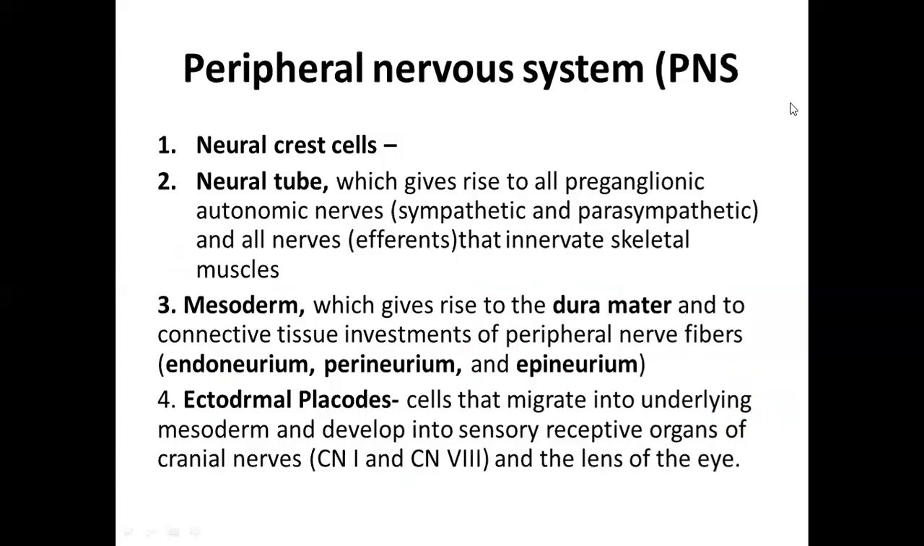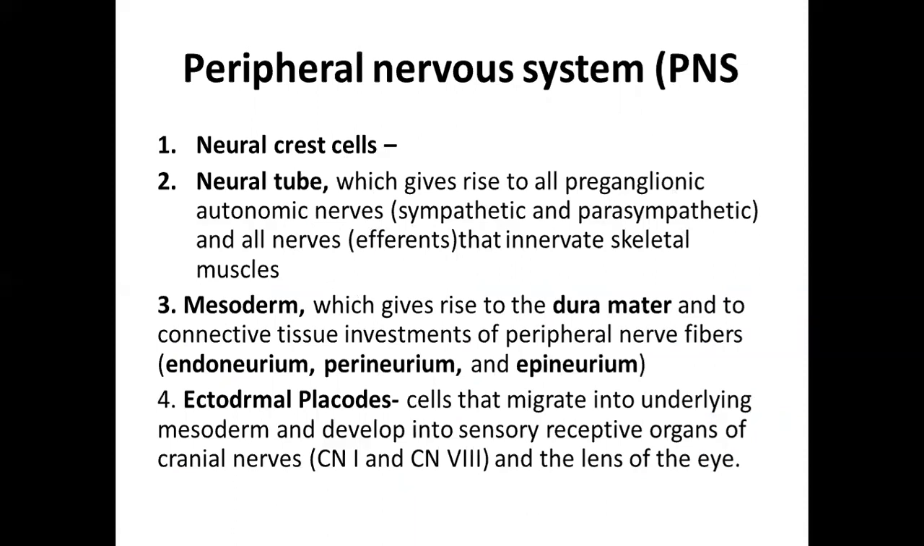Now the peripheral nervous system is contributed by the neural crest cells, and then the neural tube, which gives rise to the preganglionic autonomic nerves, right? So both the sympathetic and the parasympathetic, and all the nerves that innervate the skeletal muscles, that is the motor component, their axons come into the peripheral nervous system.